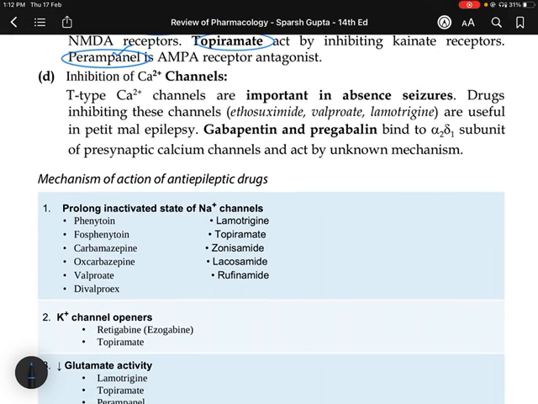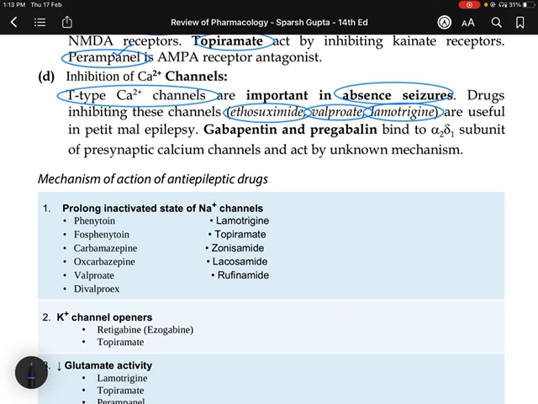So T-type calcium channels are important in absence seizures. Ethosuximide inhibits these. That is why in absence seizure we do not use phenytoin. We use ethosuximide, valproate and lamotrigine because T-type calcium channels are important. Petit mal epilepsy is another name for absence seizure.